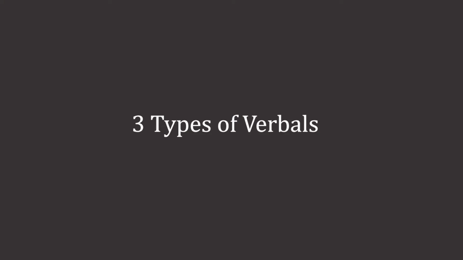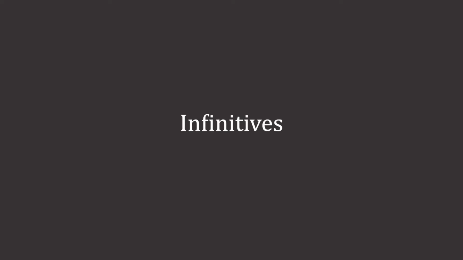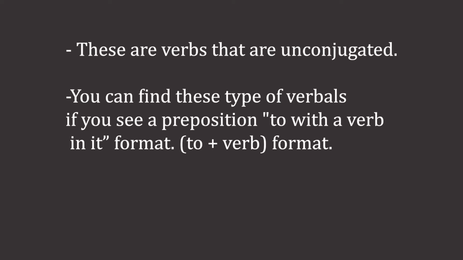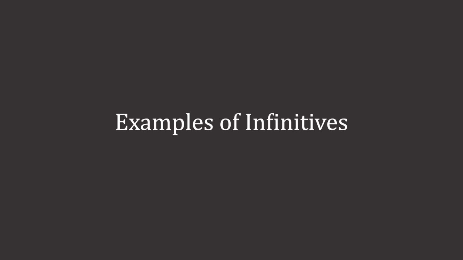There are three types of verbals. These are infinitives, gerunds, and participles. For every type of verbal, I will give examples one by one. The first type of verbal is the infinitive. These are verbs that are unconjugated. You can find this type of verbal if you see the preposition to with a verb in it. These are the examples of infinitives.